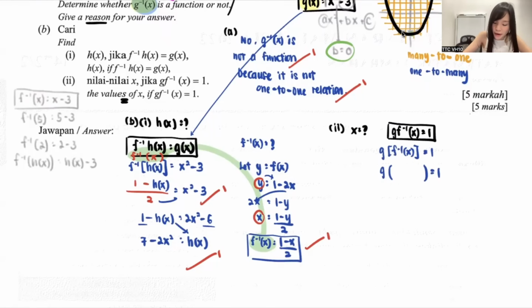F inverse x, I think you have it. Isn't F inverse x this green color one? So this green color one, guys, is actually 1 minus x over 2. Then after that, can you open bracket? No. Don't tell me you move it over.